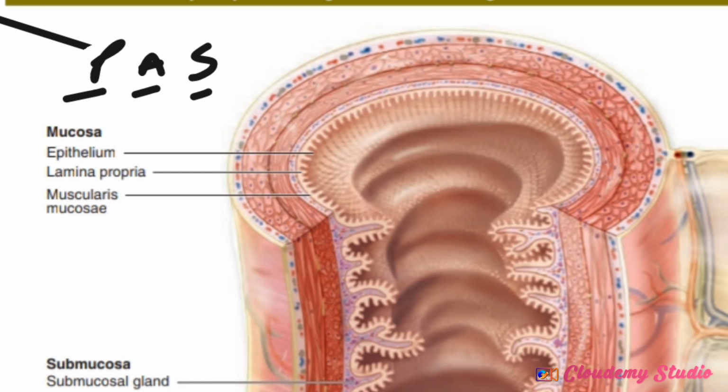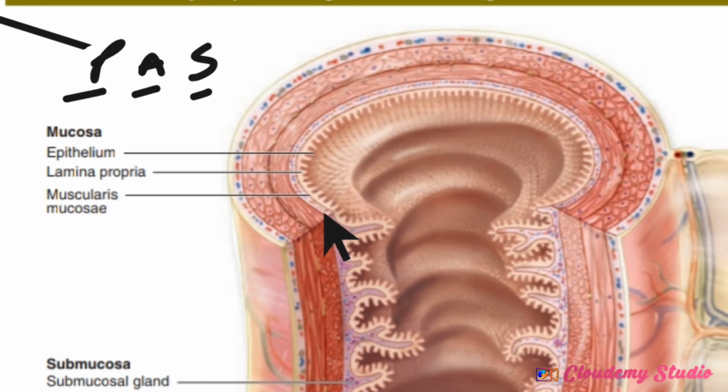Now, what about the third one, which is muscularis mucosa? The muscularis mucosa separates the mucosa from the submucosa. Look at it. This is mucosa here. This is muscularis mucosa, and this one here is the submucosa. So muscularis mucosa separates the mucosa from the submucosa. You understand? And it consists of smooth muscles, that is, the inner circular muscles and the outer longitudinal muscles. Now, it provides localized movement of the mucous membrane.